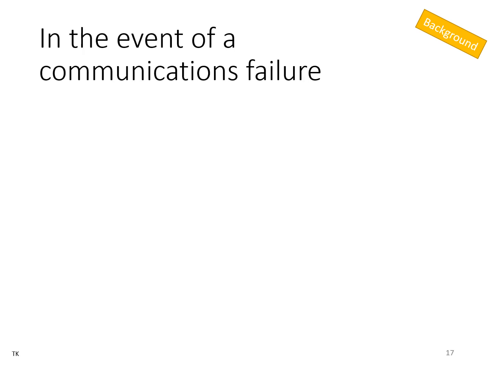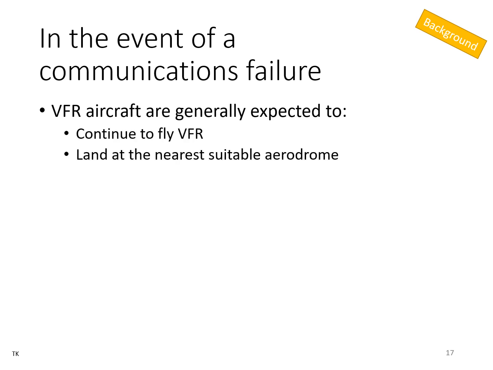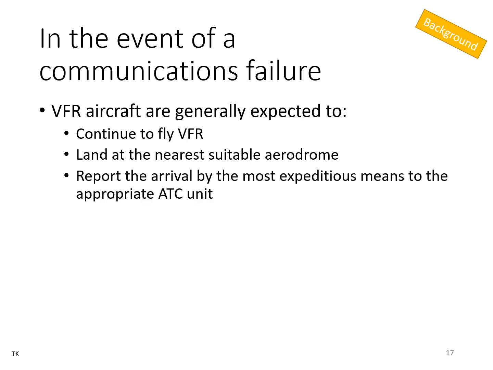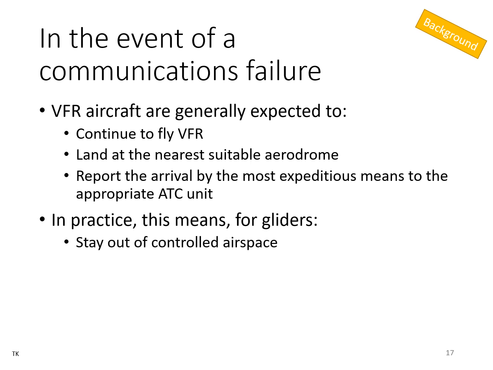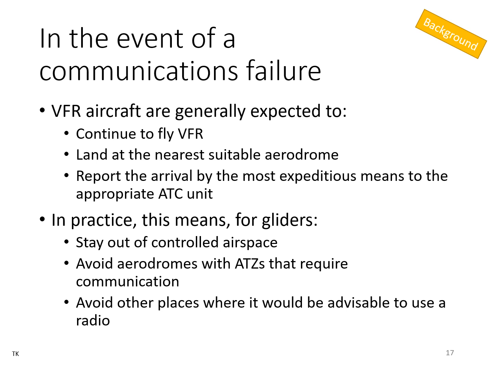In the event of a communications failure, that is, if your radio fails, VFR aircraft in general are expected to continue to fly VFR, to land at the nearest suitable aerodrome, and to report their arrival by the most expeditious means to the appropriate ATC unit. But that's for aircraft who are being tracked by air traffic units. We're not, in general, as glider pilots in that situation, so in practice it means for us we stay out of controlled airspace, we avoid aerodromes with ATZs that would require communication, and we avoid other places where it would be advisable to use a radio.